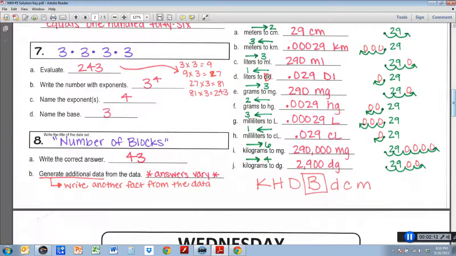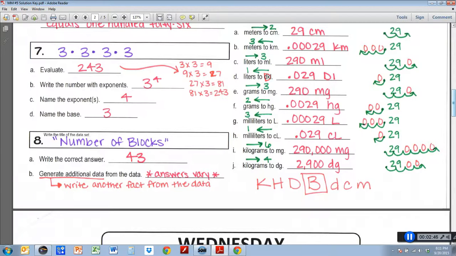All right, number 7, you've written in your box 3 times 3 times 3 times 3. That's a lot of 3s. So we're going to first evaluate. All that means when we see the word evaluate is to figure out what it equals. Evaluate means to solve, to simplify and to get the answer. So 3 times 3 is 9, times 3 is 27, times 3 is 81.